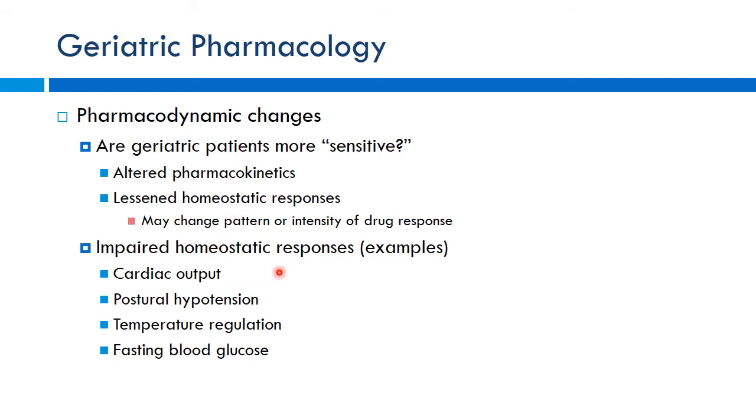But some examples of these impaired homeostatic responses: things like not being able to increase cardiac output at the same rate that a younger patient would, or that postural hypotension I just mentioned. Some patients that are older tend to have poorer temperature regulation. So, whenever I go to my parents' house, they're starting to get up in their 60s, the house is always super, super hot because, again, they have poor temperature regulation. They tend to get colder than younger patients might. And then typically as they get older, especially with diabetic patients, their fasting blood glucose should increase over time.